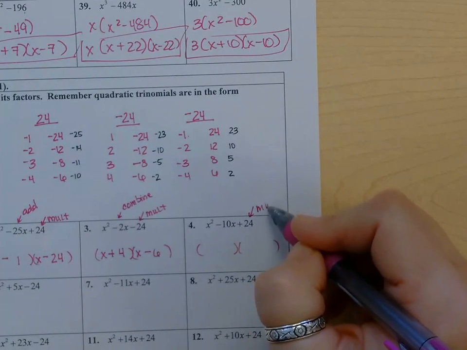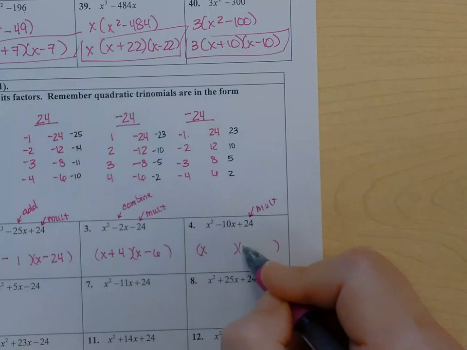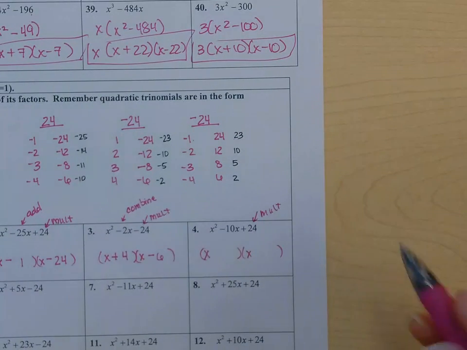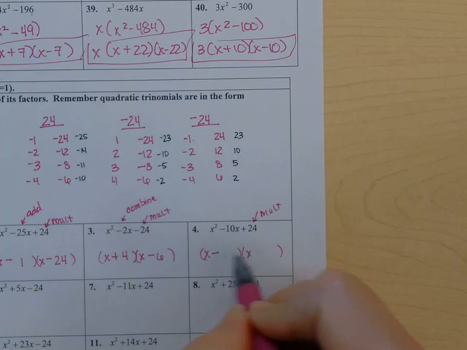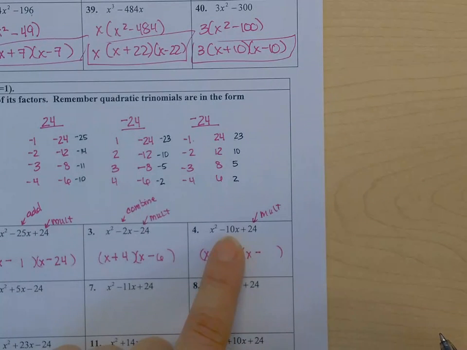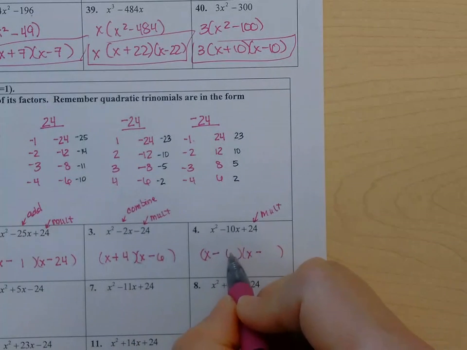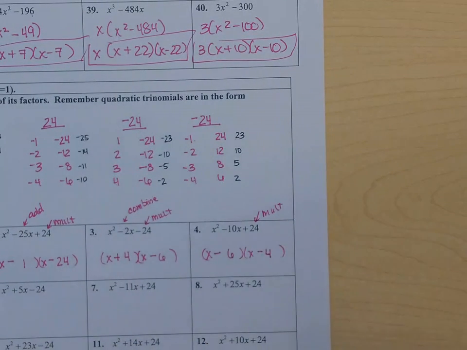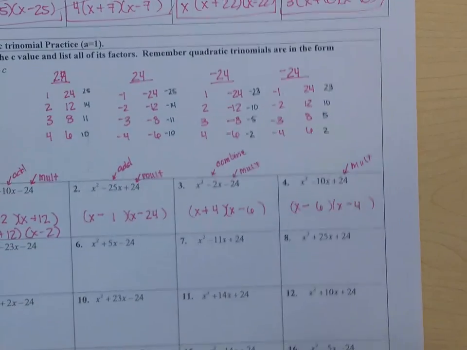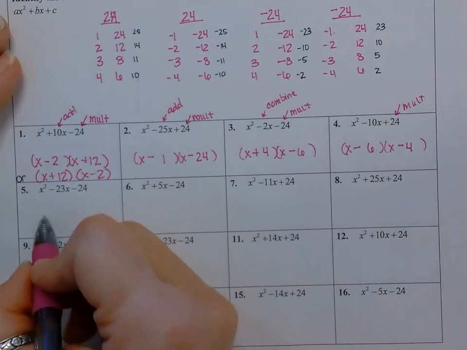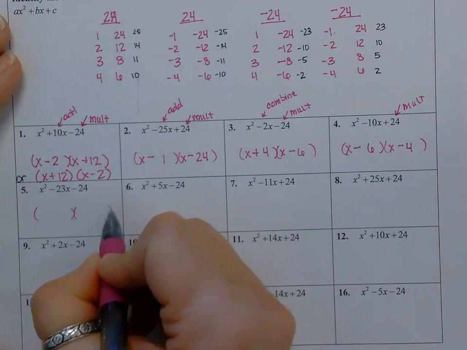Now I'm multiplying to a positive 24. To multiply to a positive, you either need 2 positives or 2 negatives, and in this case, it's going to have to be 2 negatives, and I get negative 6 and negative 4. So, you need to turn off the video and you need to finish these and then come back and look.